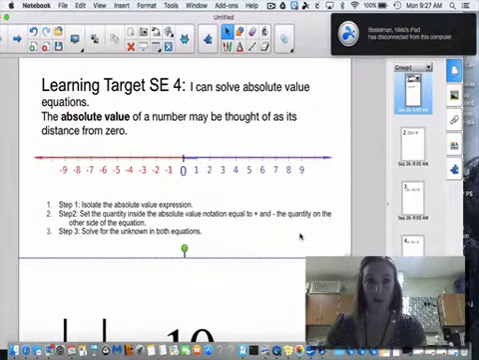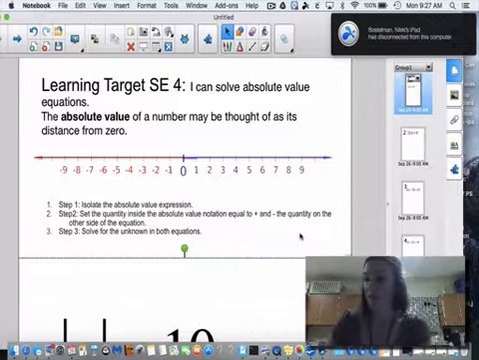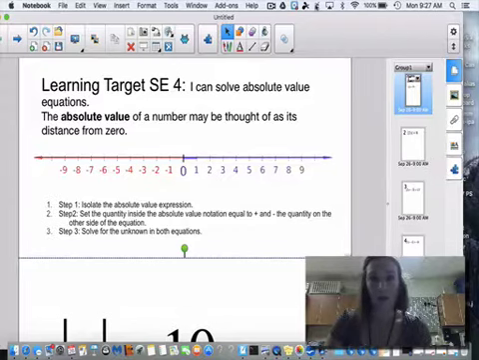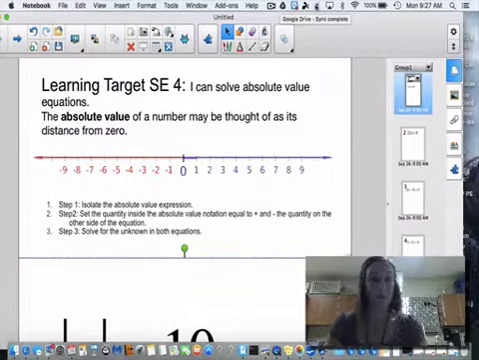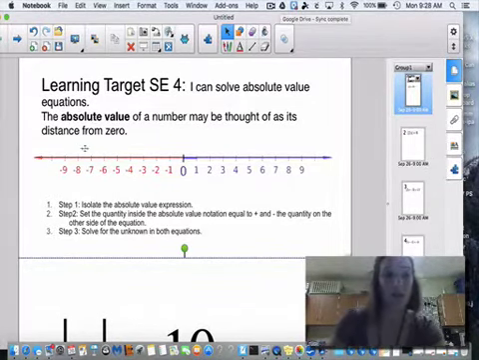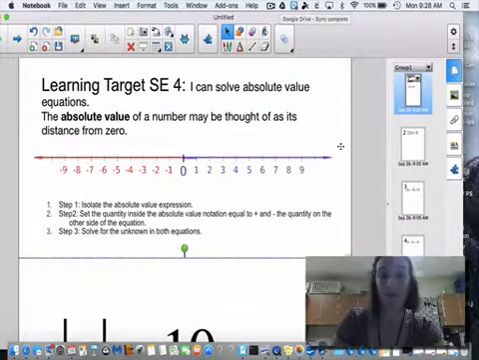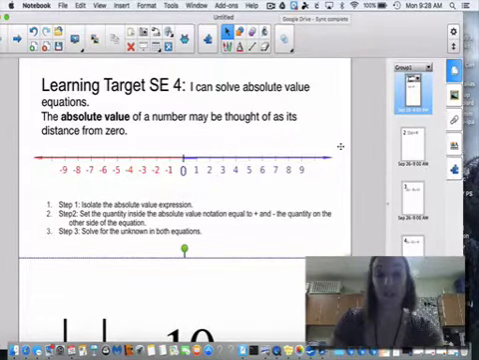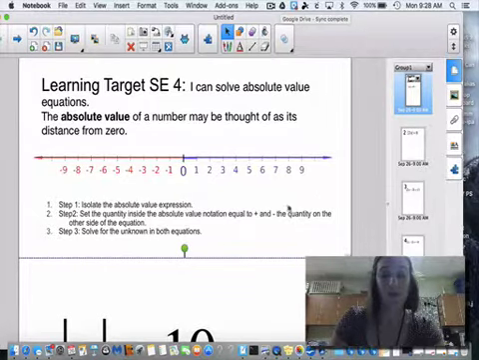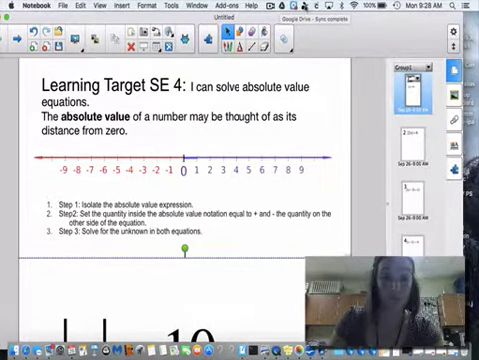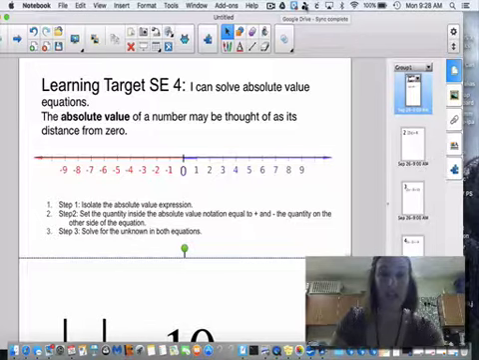The absolute value of a number may be thought of as its distance from 0. So looking at the number line that we have here, the number line shows from 0 to 10 both ways. If you notice, if I have a point at -9 and I have a point at +9, both of the distance from 0 is 9. So when we are trying to solve absolute value equations like the one we have below, the absolute value of x equals 10, it is both -10 and 10.